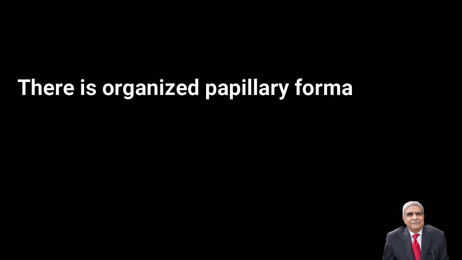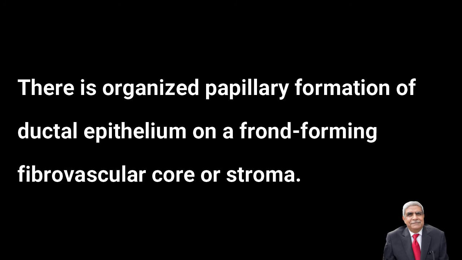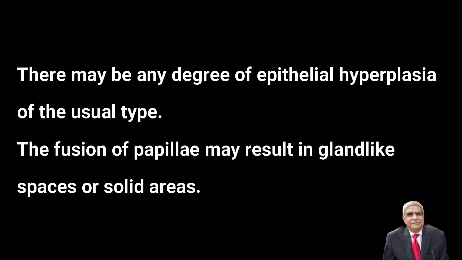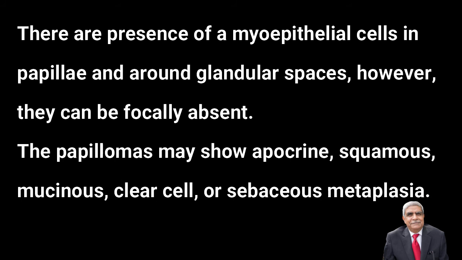Microscopic features: there is an organized papillary formation of ductal epithelium on a frond-forming fibrovascular core or stroma. There may be any degree of epithelial hyperplasia of the usual type. The fusion of papillae may result in gland-like spaces or solid areas. There is a layer of myoepithelial cells in papillae and around glandular spaces. However, they can be focally absent.